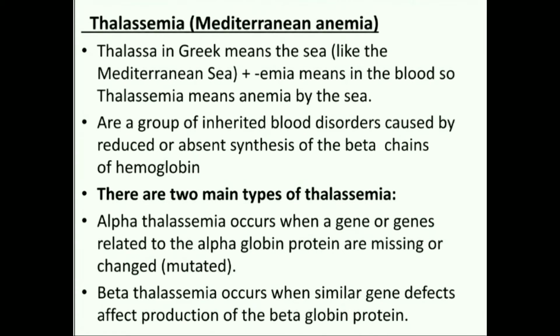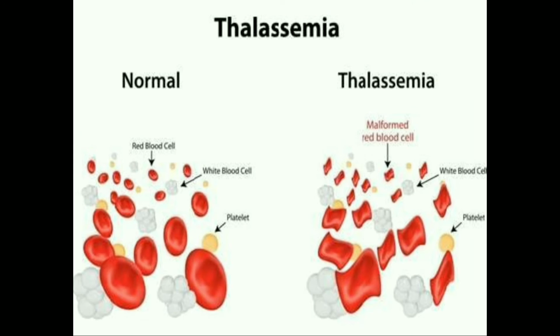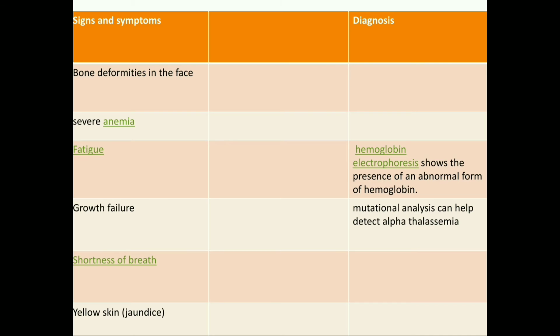There are two main types of thalassemia, alpha thalassemia and beta thalassemia. Alpha thalassemia occurs when a gene or genes related to alpha globin protein are missing or changed, whereas beta thalassemia occurs when similar gene defects affect production of the beta globin protein. Signs and symptoms and their diagnosis.